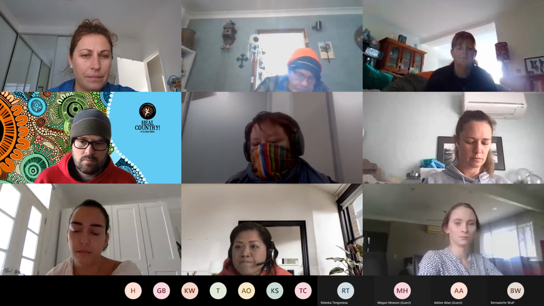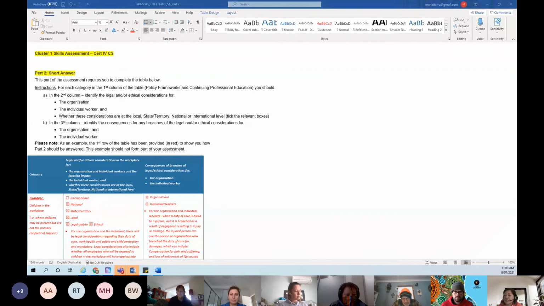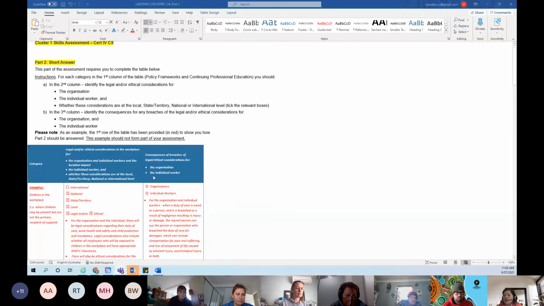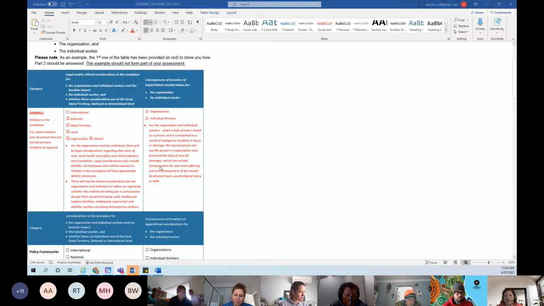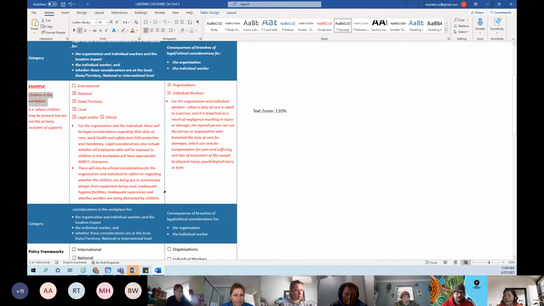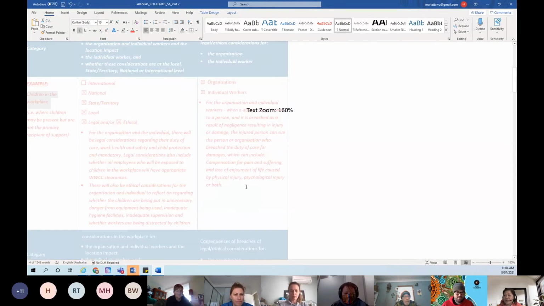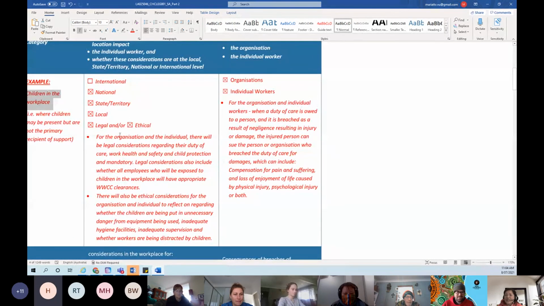Now I'm going to share my screen and show you the question. Can everybody see my screen? Okay, fantastic. Like I said, we are going to go through part 2 of the skills assessment today. This is the table that we need to unpack. A lot of our students get confused with this table, but once we talk it through, you soon realise how easy it is. Can you zoom in a bit so we can see it easier? Is that better? A little bit more? Thanks.